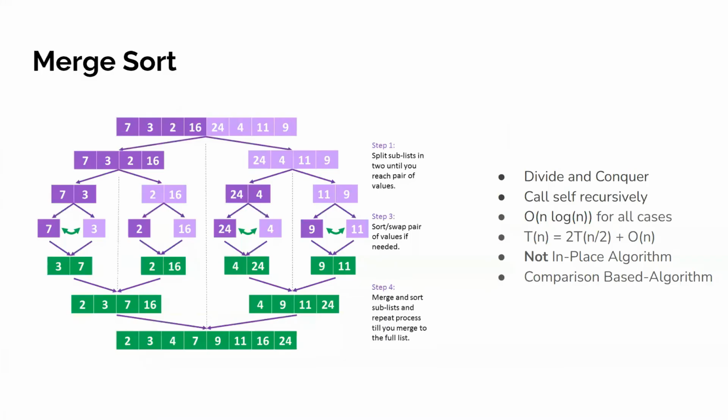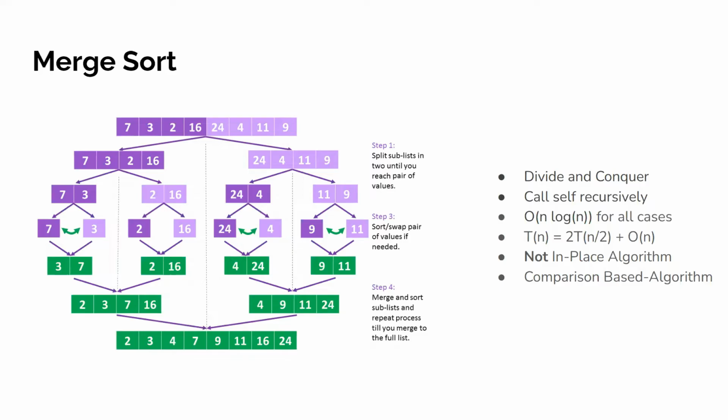So let's start with merge sort. Merge sort is a divide and conquer algorithm. This means you're going to divide your huge problem into smaller, tiny little itsy bitsy pieces until you can actually solve it in an easier manner.